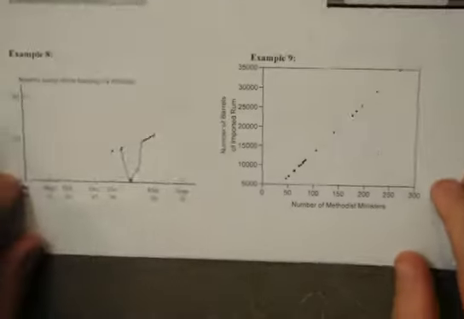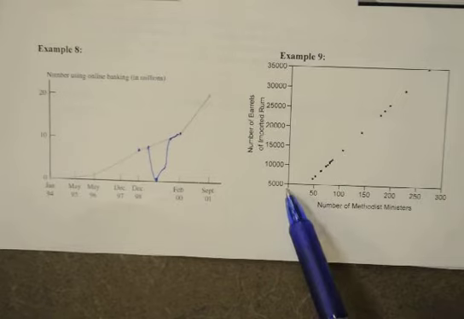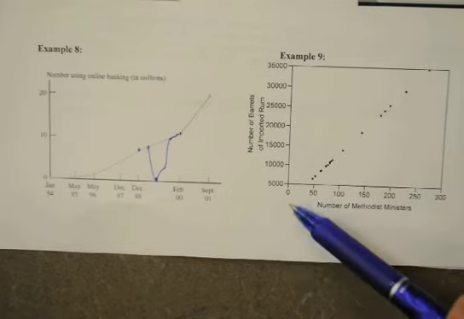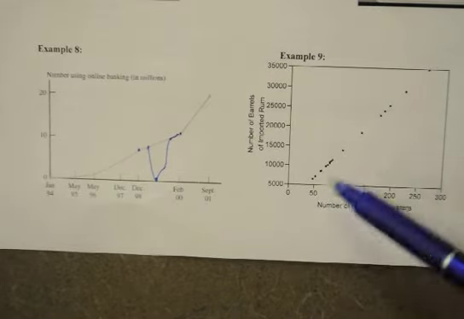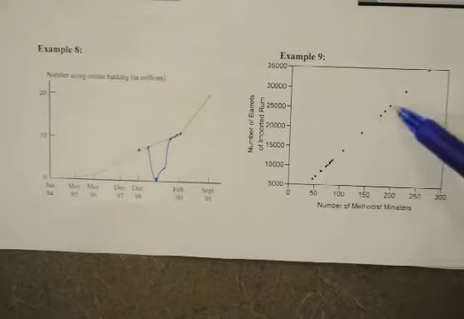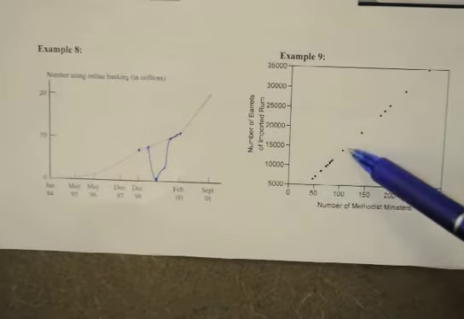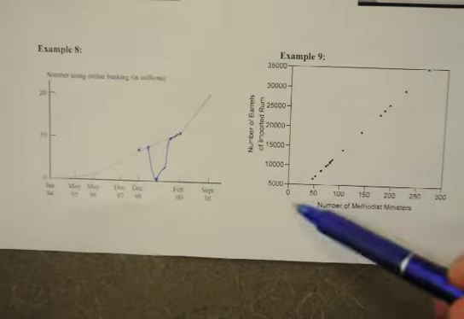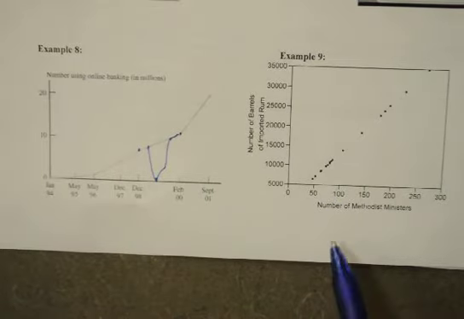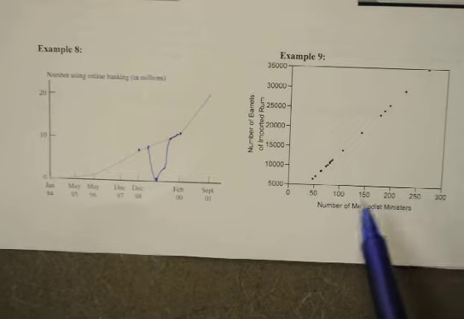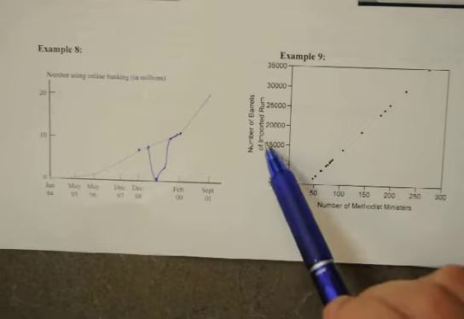And the last one is example 9. This is interesting. Here's a scatter plot, so it's okay that we don't start at 0. We still see a nice relationship, and it's nearly a perfect line. And what are we looking at? We're looking at the number of Methodist ministers and the number of barrels of imported rum.